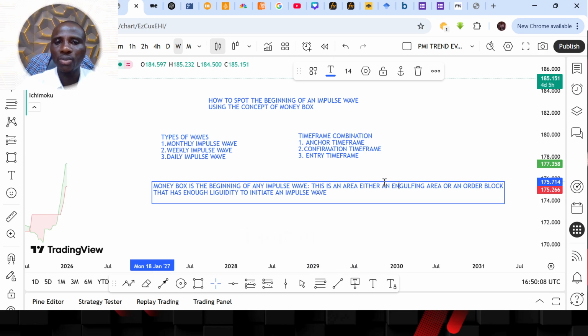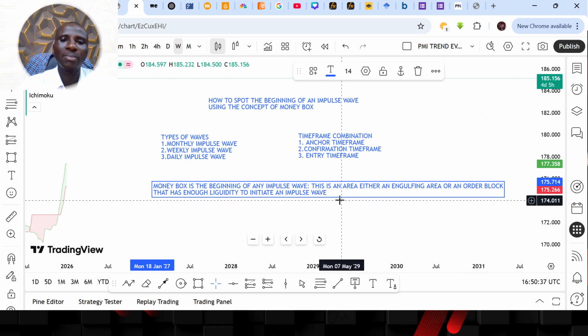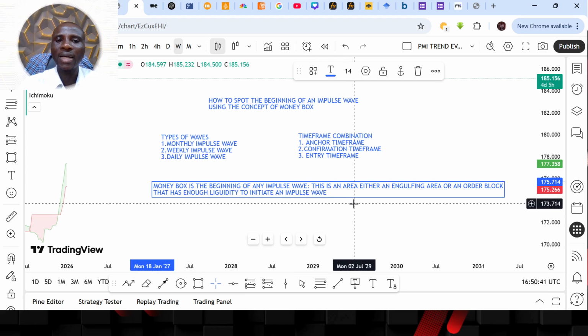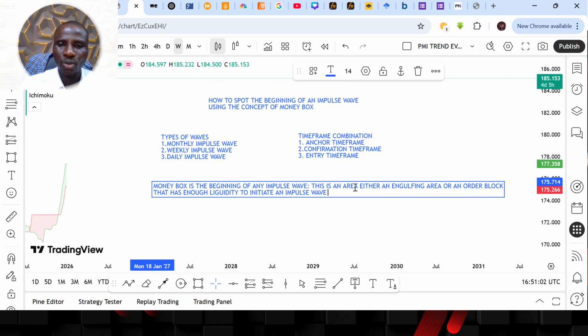I'm going to show you live examples after this theoretical introduction so that you will understand what I'm talking about. Now, money box by definition is usually the beginning of an impulse wave, and this is so because it's an area of engulfing price action or order block that has enough liquidity to initiate an impulsive wave. By the time I show you examples, you will understand better what I'm trying to talk about. In essence, if you can spot the money box of any impulse wave and you can position yourself and identify the entry box after the money box. In fact, after this video, I will do another video that will show you the entry box. But for this video, I want to focus on the money box so that you will understand clearly what money box is all about. Is that okay?